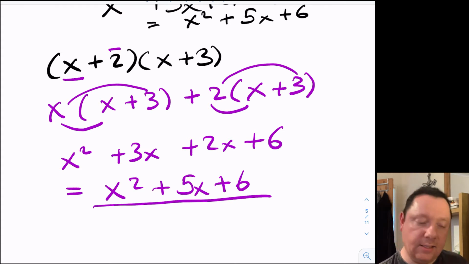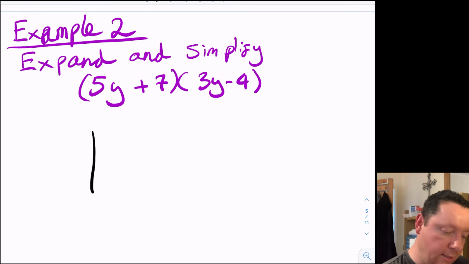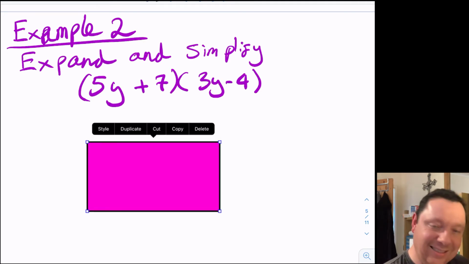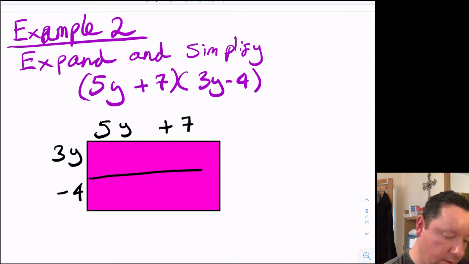Let's look at a second example. Okay, example 2 says expand and simplify 5y plus 7, 3y minus 4. So the first thing I'll do is draw a rectangle. I'm going to do it by the grid method because I think that's easiest to see what's happening. So I've got 5y plus 7 on the top, and down the side I've got 3y minus 4, and I split my grid into 4.